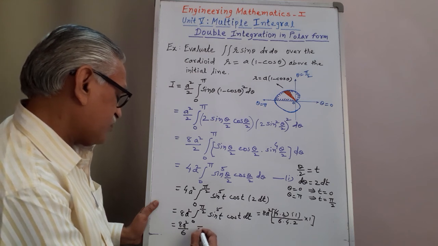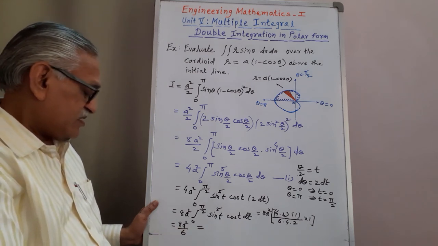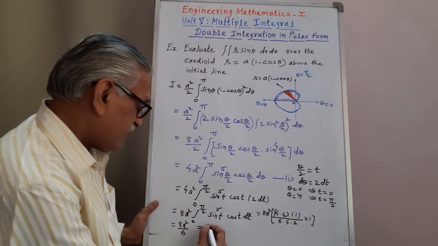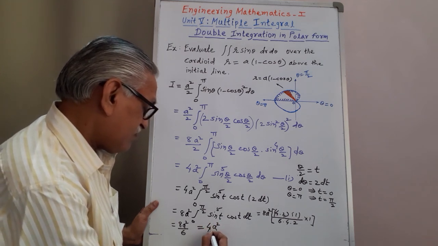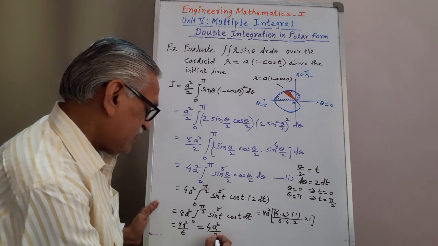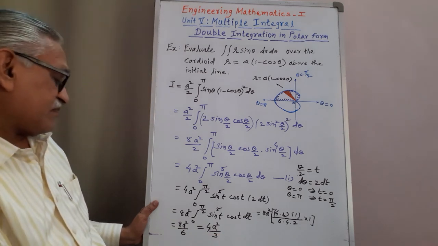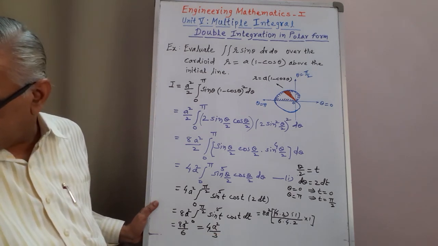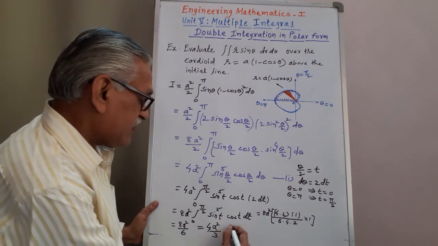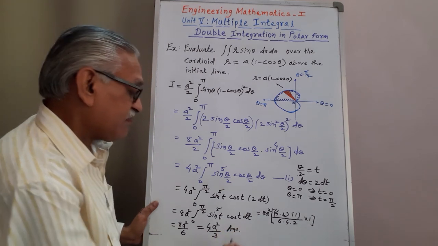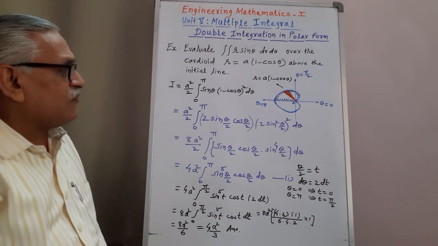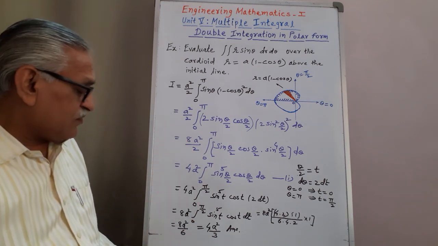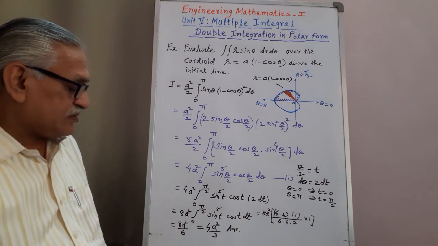And therefore it is equal to, dividing by 2, we get 4a square by 3 as the required answer. Okay. Therefore, the value of that double integration is 4a square by 3.